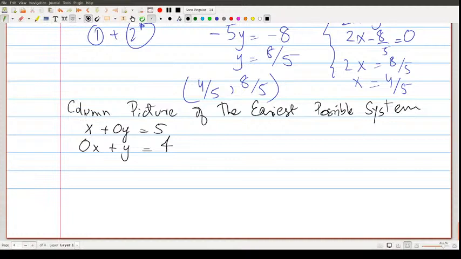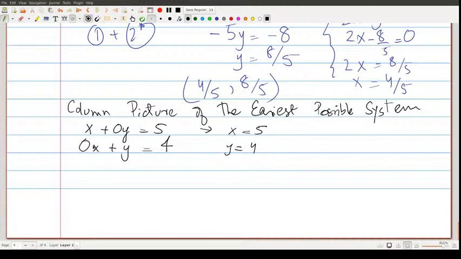What's the solution of the system? What are the values of x and y that can satisfy both of these equations? It's a very easy system to solve. x is equals to 5 and y is equals to 4. It's not even a system of equations, it's just saying the value of x is 5 and the value of y is 4. But I have disguised it by making it into a system of equations, right? So x is 5, y is 4, that's the system. But I've written it in such a way so that we can visualize the column picture.